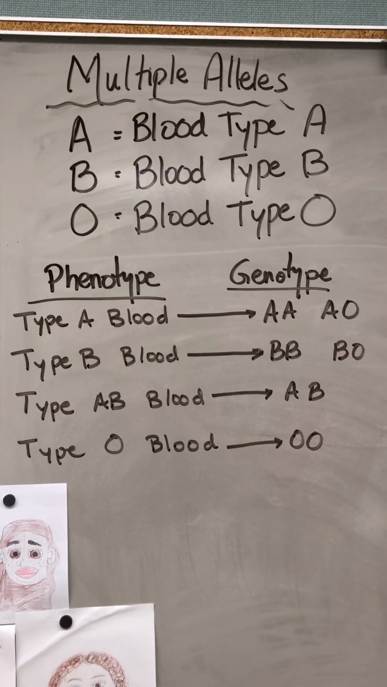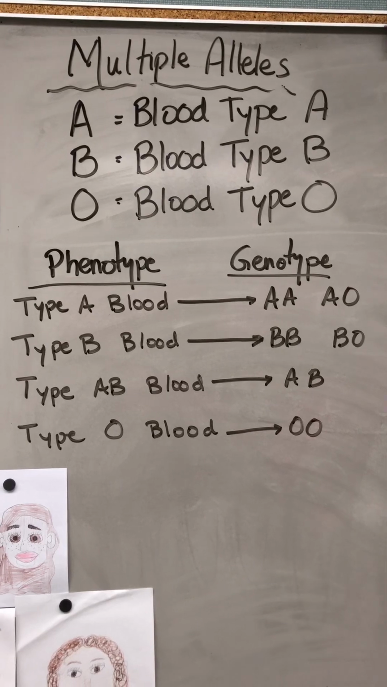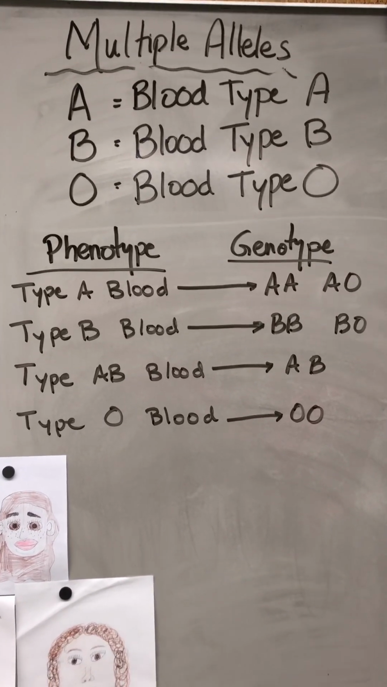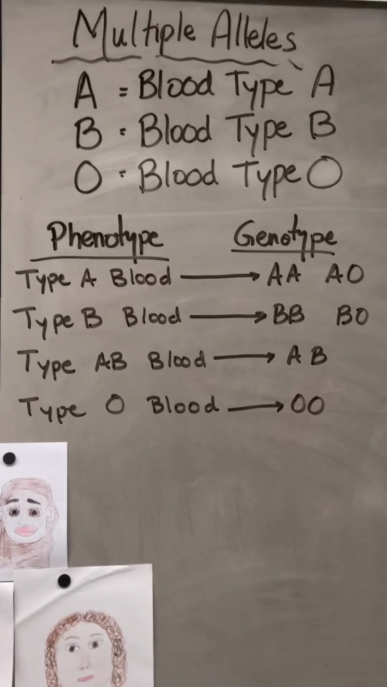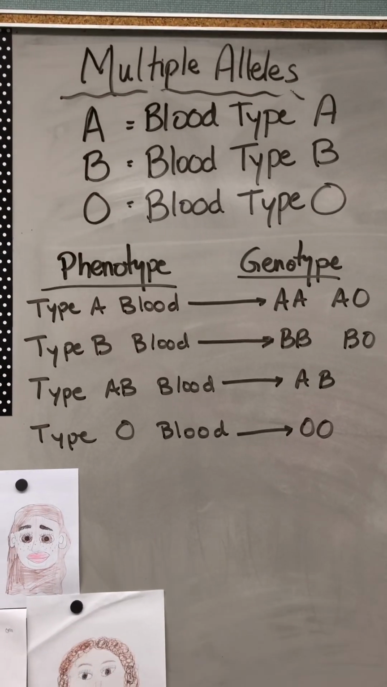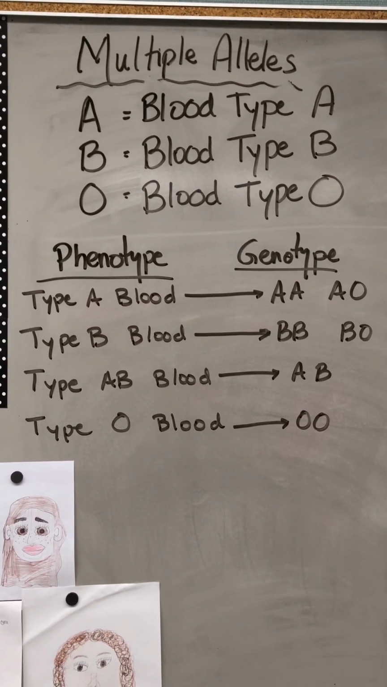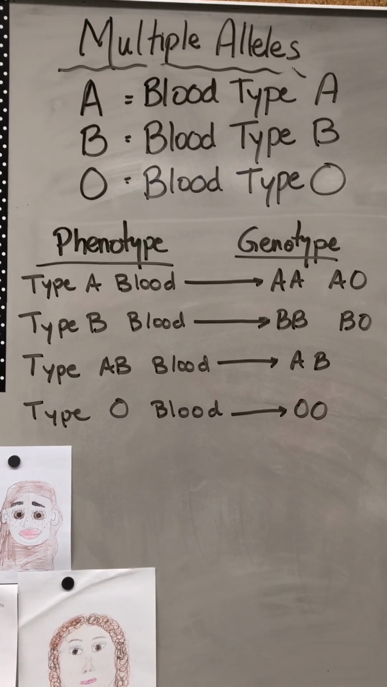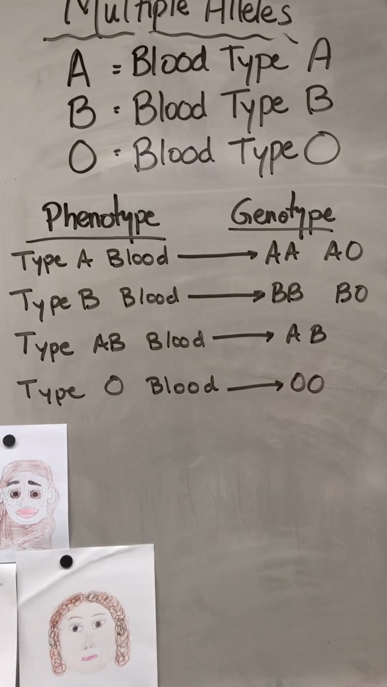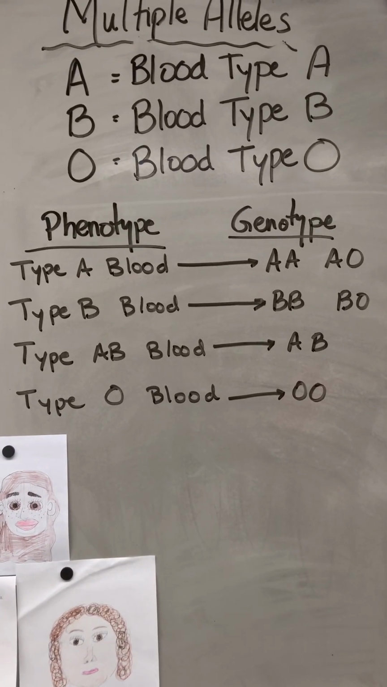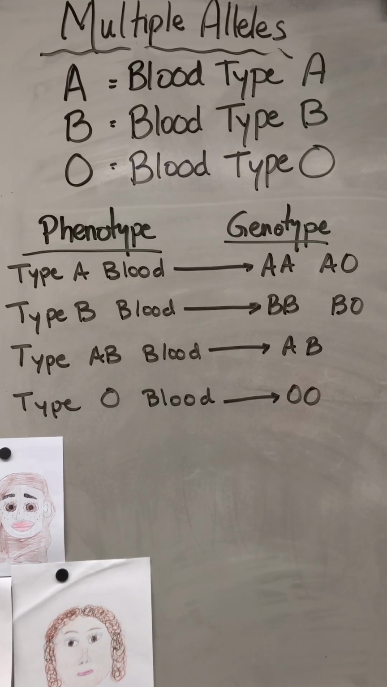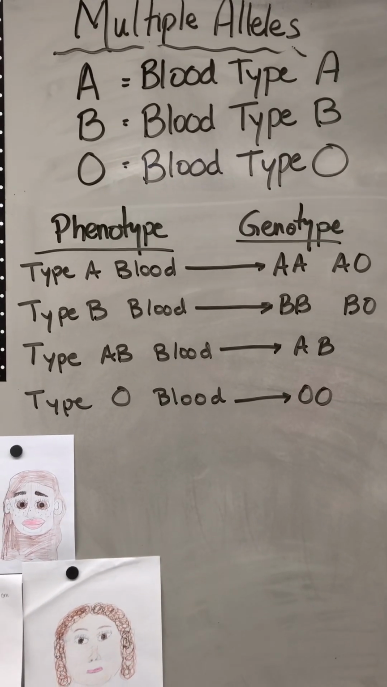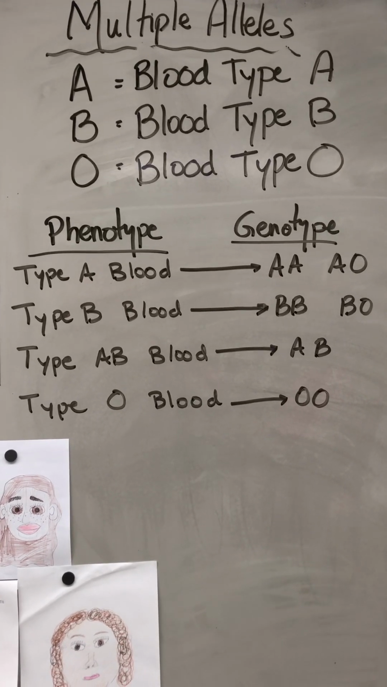alleles from our parents. Remember, alleles are simply a letter that's representing one version of a trait. So what I've got down below, the multiple alleles with the A, B, and the O, is a phenotype and genotype list. If we are going to say our blood type, we're going to say, I have type A blood. That means that we either got an A from each of our parents, or we got an A from one of our parents, and from the other parent, we got a recessive O.